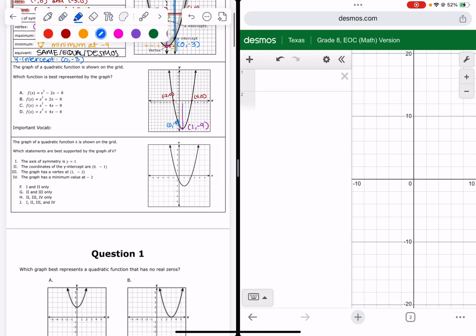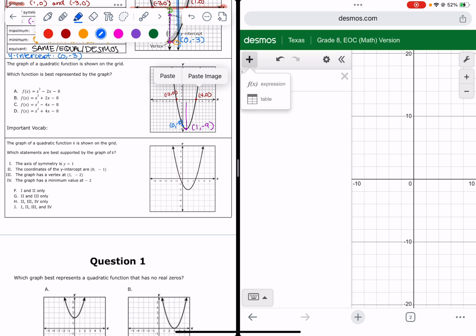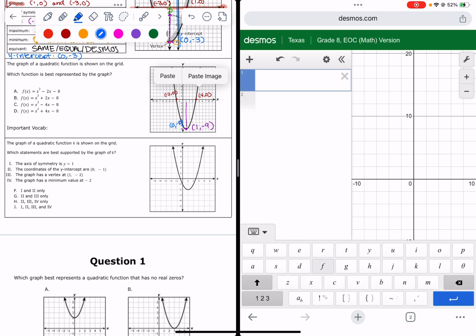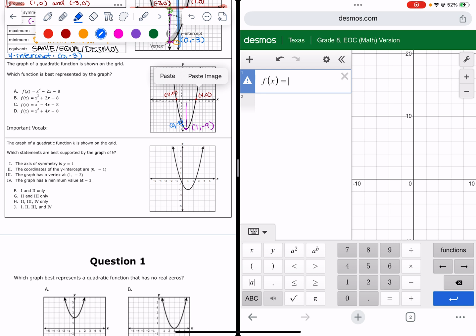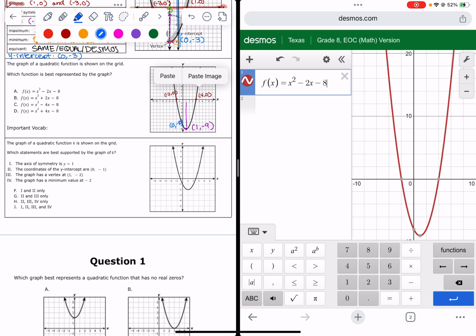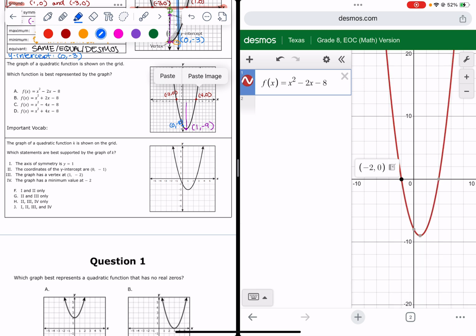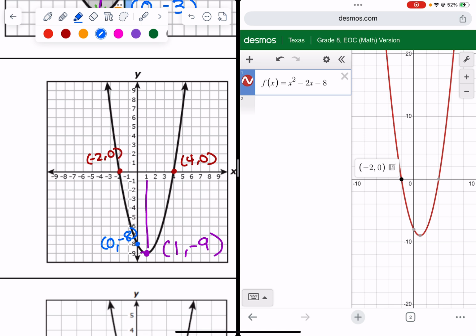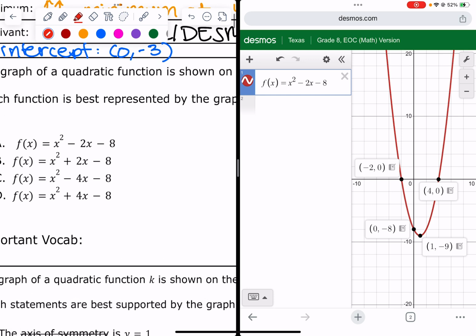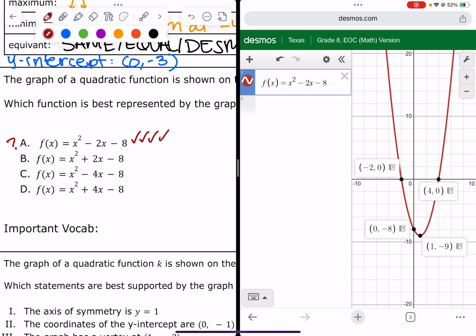There's two ways you can do this. You can put these points in Desmos or in a table and look at them, or we can just graph them. f(x) equals x squared minus 2x minus 8. Now I look at these points. (-2, 0), this is good. (4, 0), that's good. (0, -8), that's good. (1, -9), that's good. So A passed my test for all four points. Check, check, check, check.